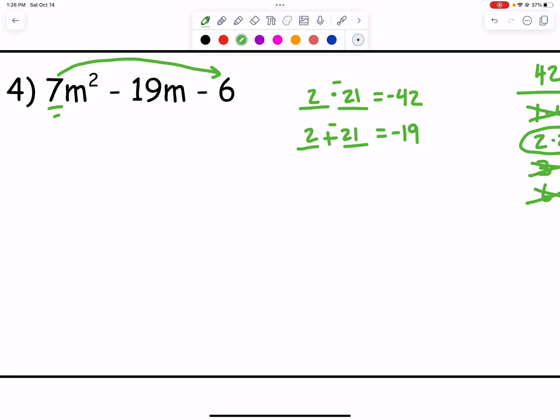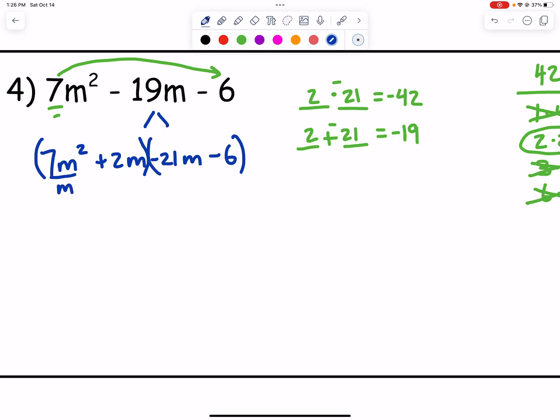So let's rewrite our trinomial as a polynomial of 4 terms. So 7m squared plus 2m minus 21m. Remember, because those would add back together again to give you what you started with. So that's why that's okay. And then bring down the -6. Group the first 2, group the last 2. Take out the greatest common factor from each.